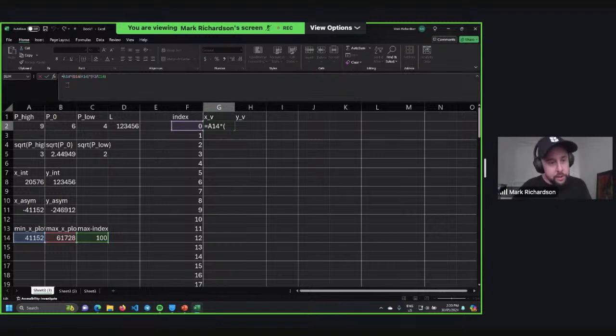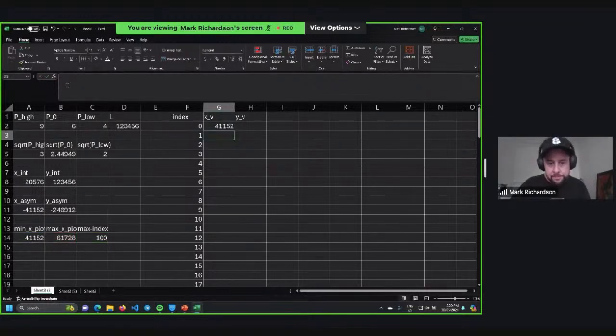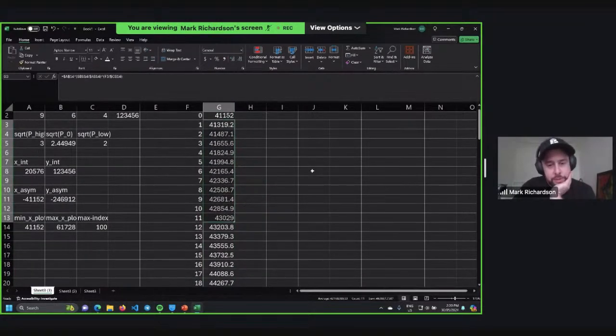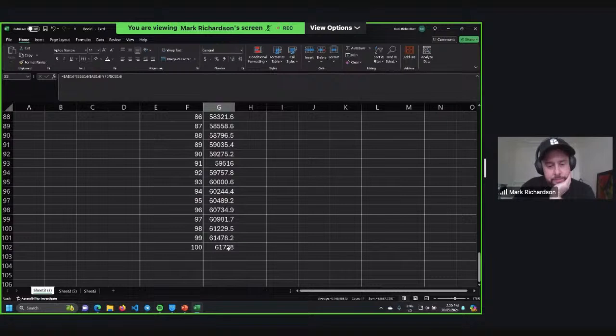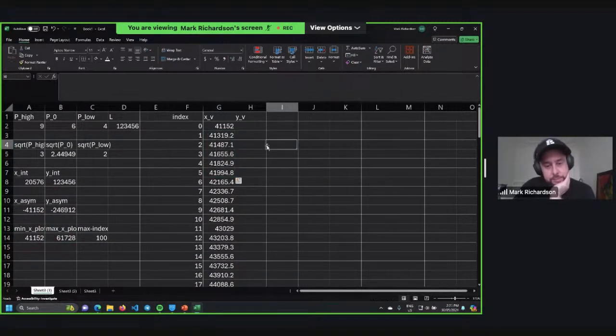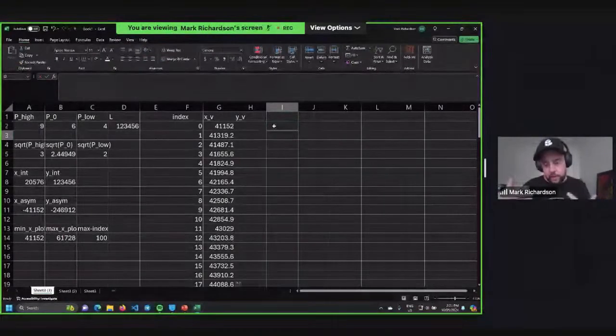And I need to quickly make some of these cells constant so that I can just pull it down the rest of the column. The only thing I need to be variable there is the index. And this will give me a distribution of points that ends at exactly the value that we're trying to hit, so 61,728, which just happens to be our max. But the distance between each of these, and I can show you this really quickly, is such that it is a constant quotient.